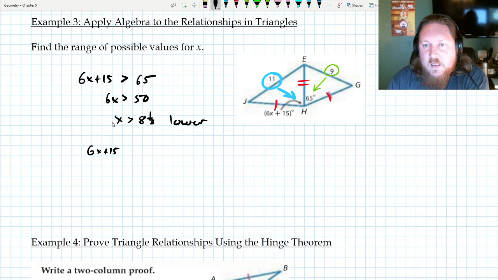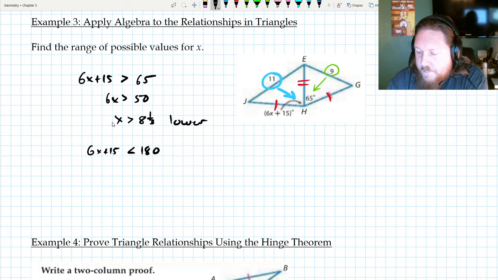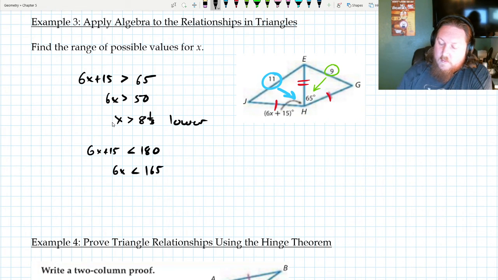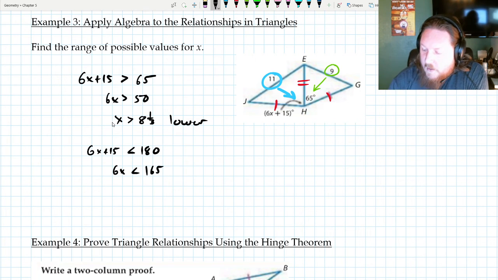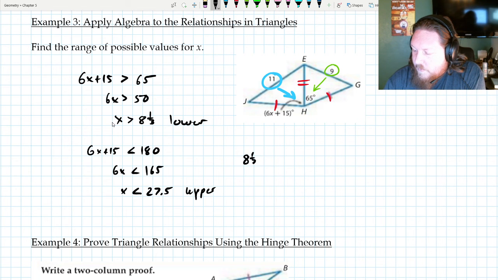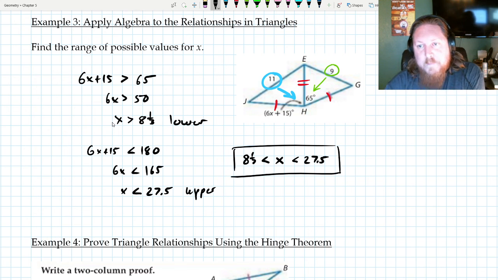6x plus 15 is not greater than. It has to be less than 180. So I subtract 15 from both sides, and I get 165. 165 divided by 6, and we get x is less than 27.5. So this is the upper here. I'm going to set up the inequality. 8 1/3 is less than x, which is less than 27.5. So that is the range of possible values for my x.